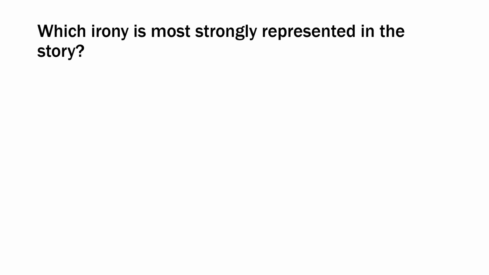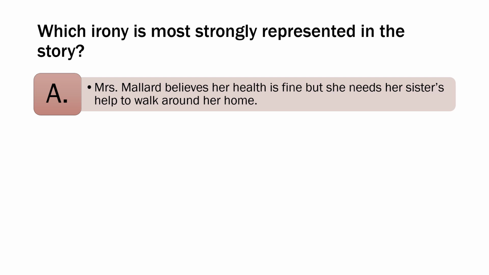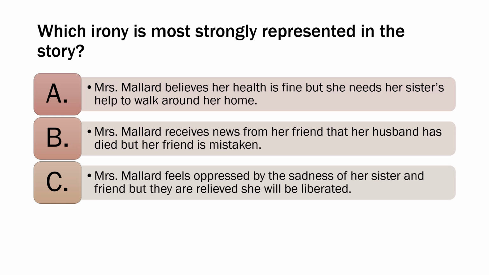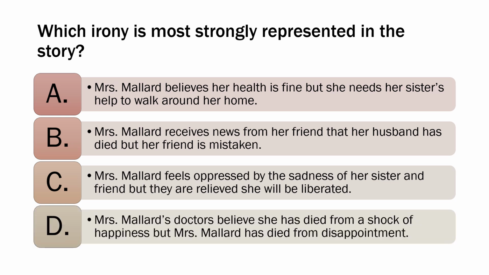Which irony is most strongly represented in the story? A. Mrs. Mallard believes her health is fine, but she needs her sister's help to walk around her home. B. Mrs. Mallard receives news from her friend that her husband has died, but her friend is mistaken. C. Mrs. Mallard feels oppressed by the sadness of her sister and friend, but they are relieved she will be liberated. D. Mrs. Mallard's doctors believe she has died from a shock of happiness, but Mrs. Mallard has died from disappointment.